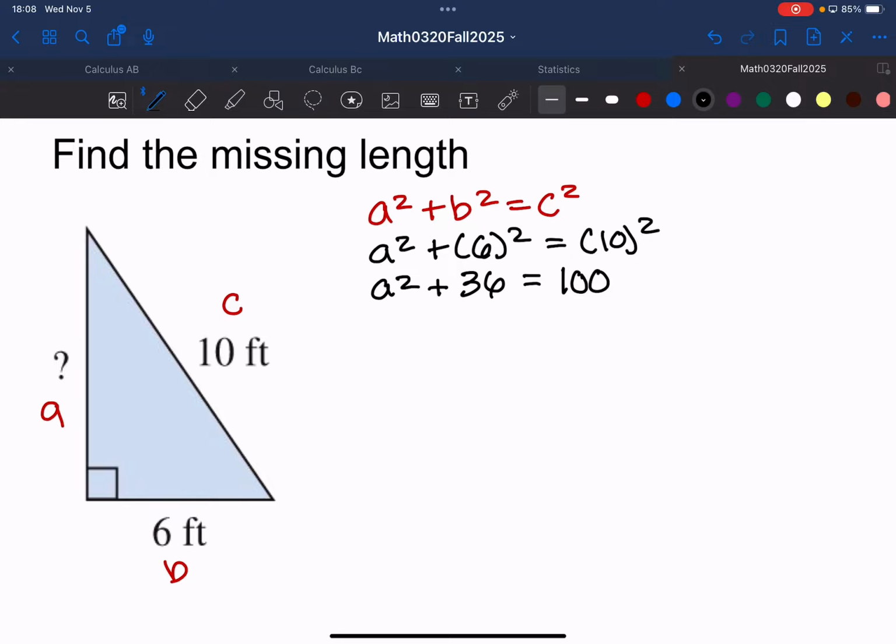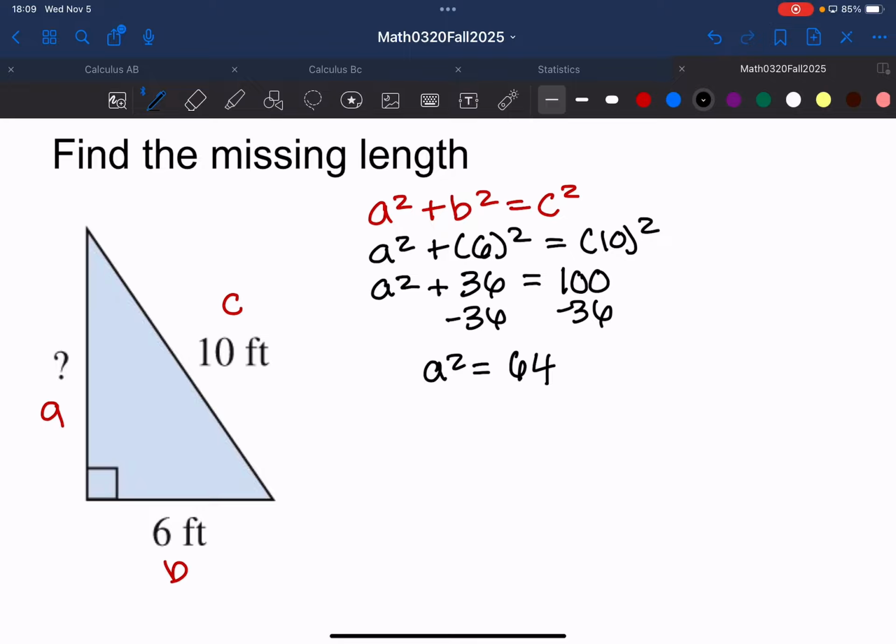Okay, from here I want to get a by itself, so what do I need to get rid of, or what should I move over? Subtract the 36. So I have a squared is equal to, what's 100 minus 36? 64. Yeah, you guys were close. 64. Okay, and then I want to get a by itself.